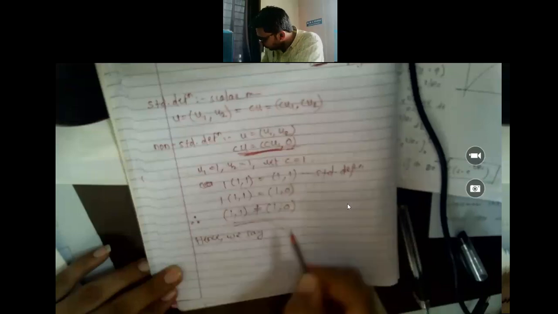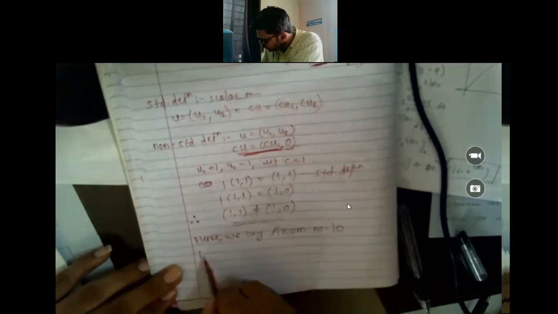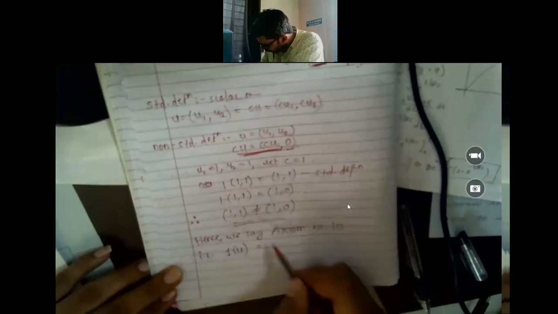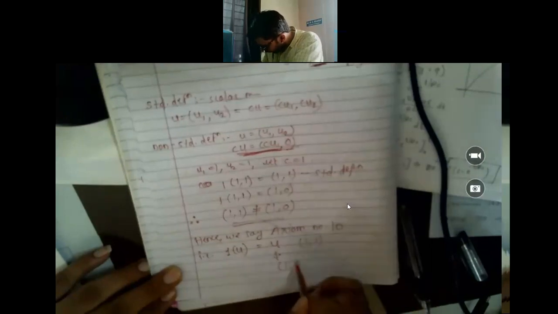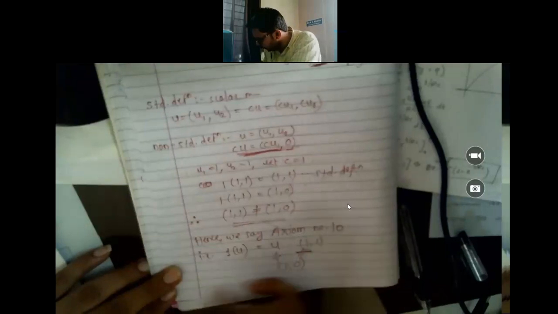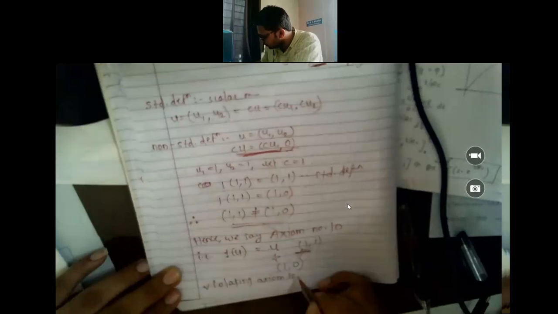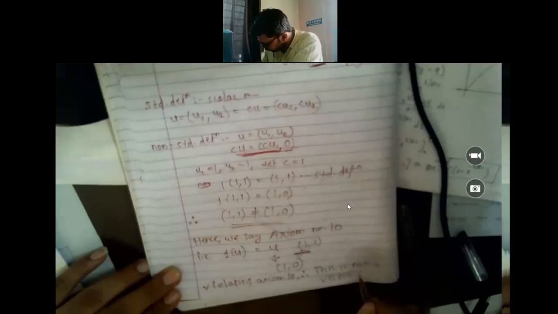Hence we say that axiom number 10 is violated. Which axiom is that? If I am multiplying any vector u by 1, it should result in u, and u should be (1, 1), but what we are getting is (1, 0). Since these are not equal, we say it is violating axiom 10, and hence this is not a vector space.